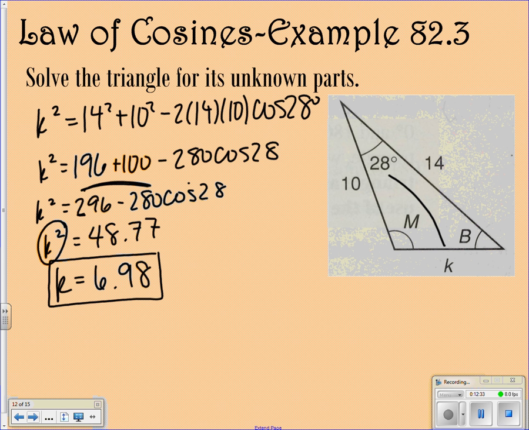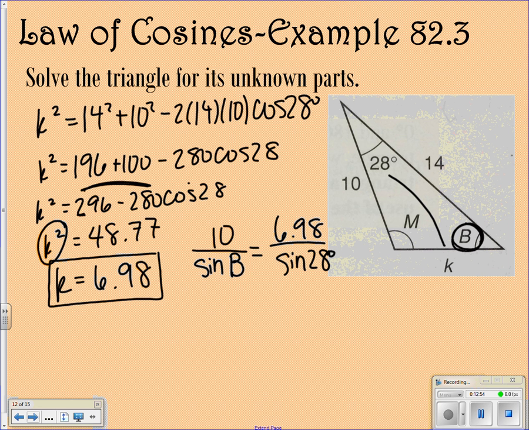So now we can do law of sines, or we can do law of cosines. I'm going to do law of sines and find my angle B. So I'm going to say 10 over the sine of angle B equals 6.98 over the sine of 28. And again, the reason I'm not finding m is that it's an obtuse angle, and I don't want to have to remember to subtract whatever I get from 180 to get my m value.